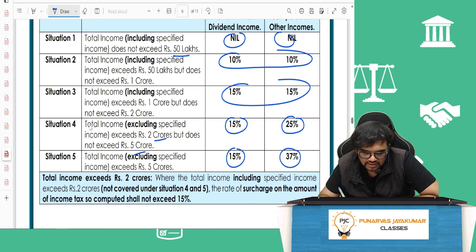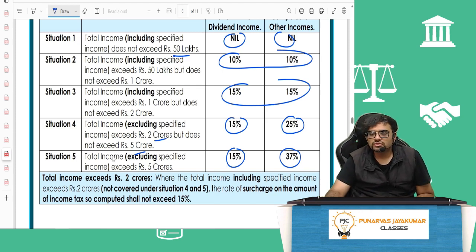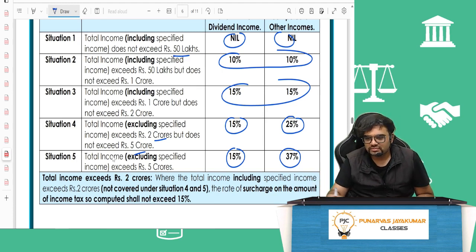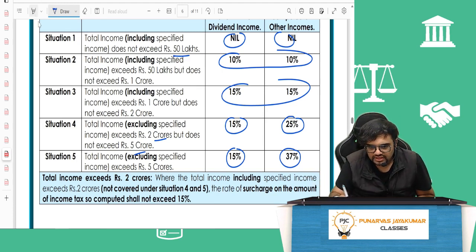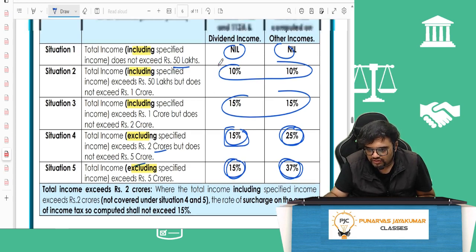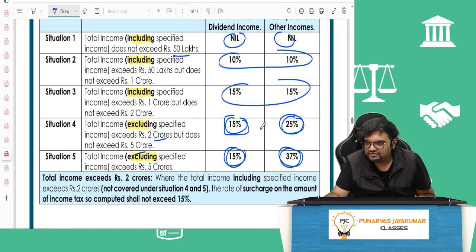This was excluding. But what if I include and it still becomes the same? That is, total income is exceeding 2 crore but including the specified income. That doubt may also come, no? In these examples, I am excluding. See, this is including, no tension. In these two, I am excluding. That's why for that normal income part, 25% I will charge, 37% I will charge. Only for the dividend part, the 111A part, 112A part, how much I'll charge? 15%. That's okay.